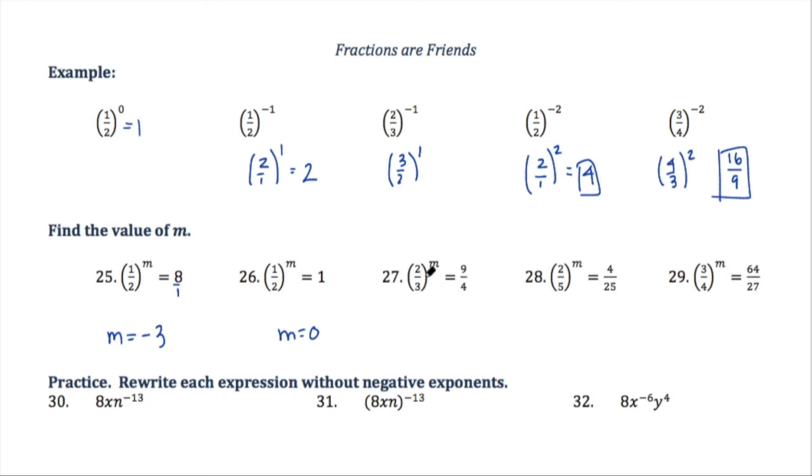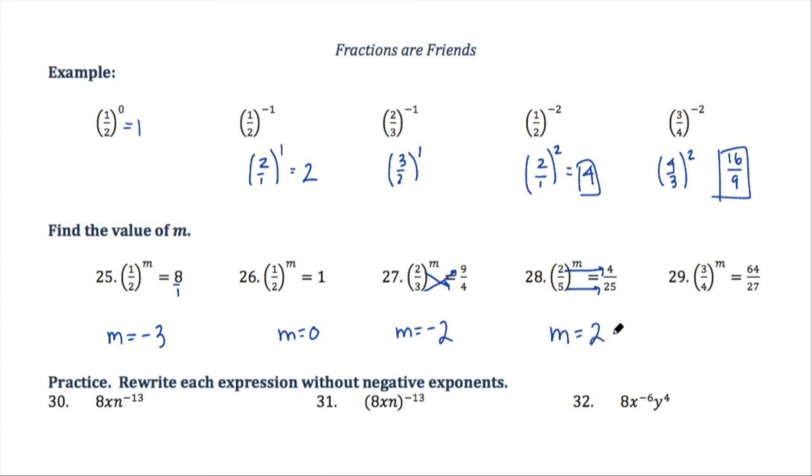You hopefully can draw some connections that 2 and 4 somehow are connected, and 3 and 9 are somehow connected. So we must have taken the reciprocal at some point. So m must be a negative number, and to go from 2 to 4 and 3 to 9, it must have been negative 2. Here, 2 and 4, 5 and 25, there's no reciprocal that took place, so we don't have a negative m.